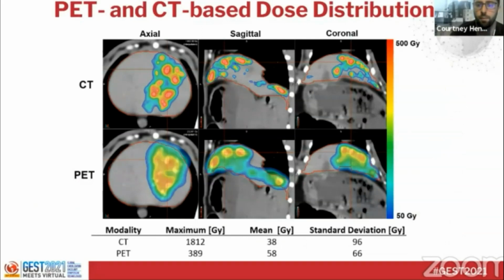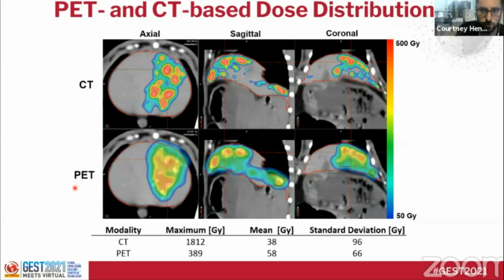Here we have an example of a CT and PET-based dose distribution on the top and bottom rows respectively, with axial, sagittal, and coronal slices in each of the three columns. The CT-based dose distribution contains very steep dose gradients and is highly correlated with the radioembolized vasculature, as it was derived from the microsphere distribution itself.